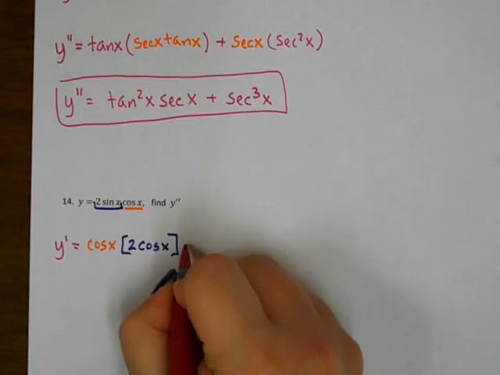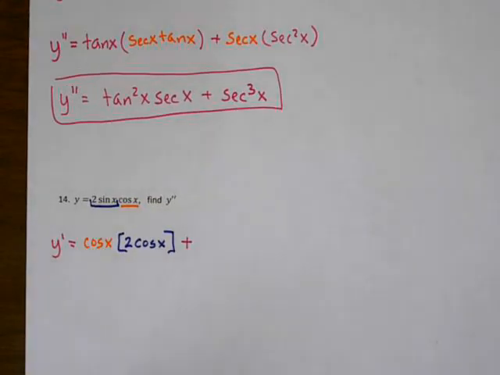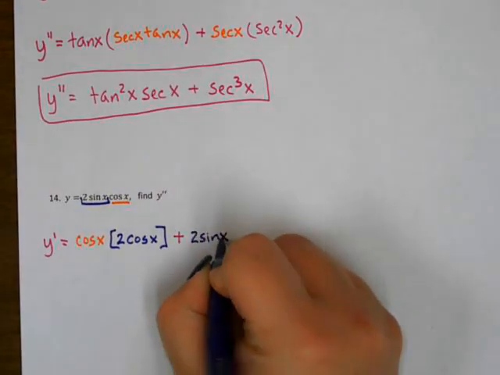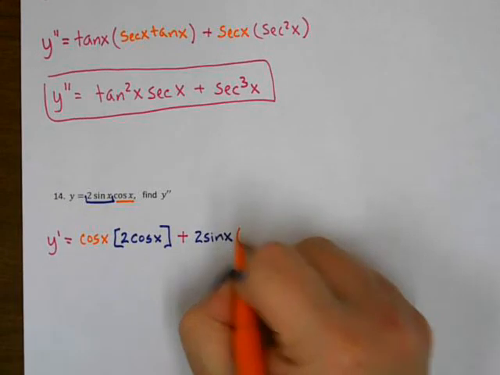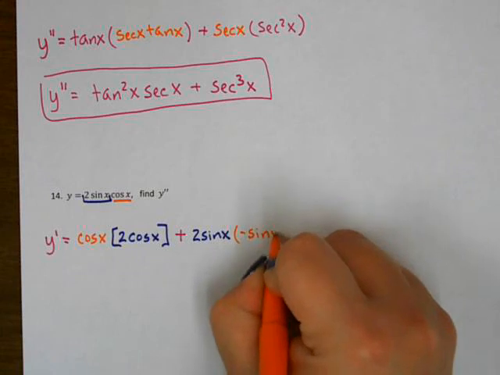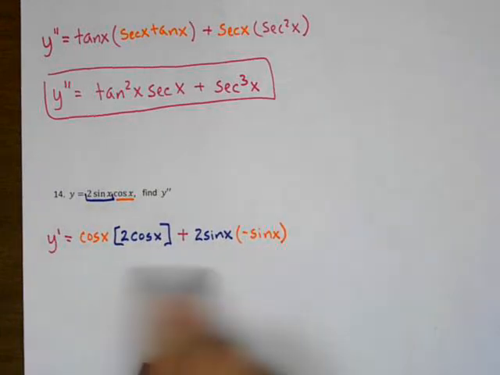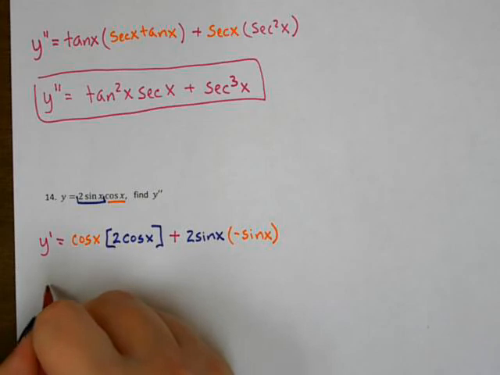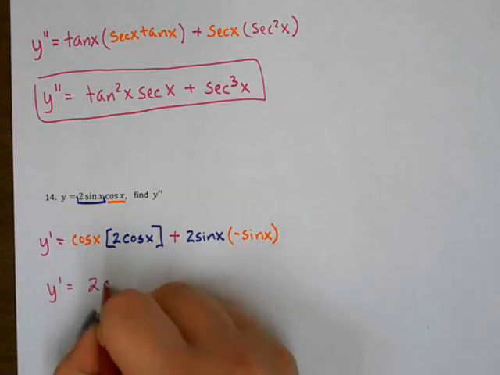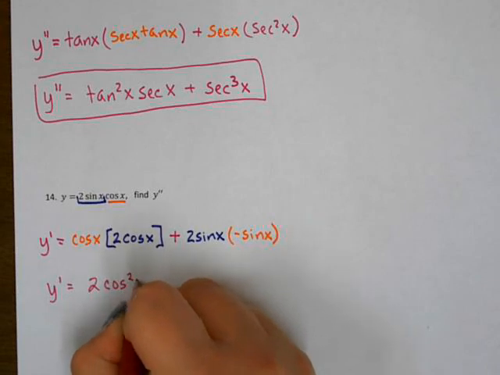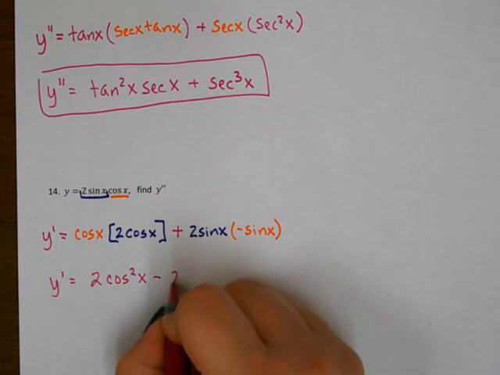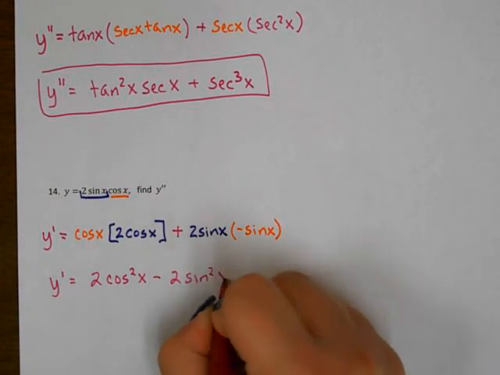And then I'm going to need a plus sign. Now I'm going to leave the 2 sine x alone, and I need the derivative of cosine of x, which is negative sine of x. So what this is right here is just the first derivative. So let's see, I'm going to simplify this. This is going to be 2 cosine squared of x, and then minus 2 sine squared of x.